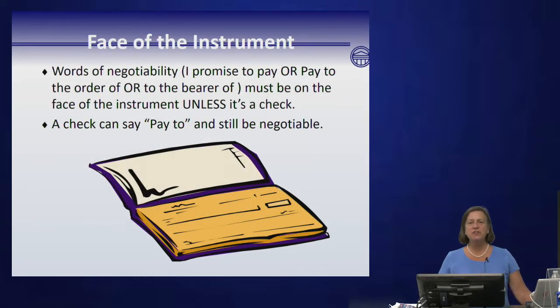So words of negotiability have to be on the face of the instrument for it to be considered to be a negotiable instrument. So a promissory note is going to say, I promise to pay. A draft is going to say, pay to the order of, or pay to the bearer of. There's a little exception with respect to drafts, and that is if you have a check, it's okay for a check to say pay to, and it's still going to be considered to be negotiable.